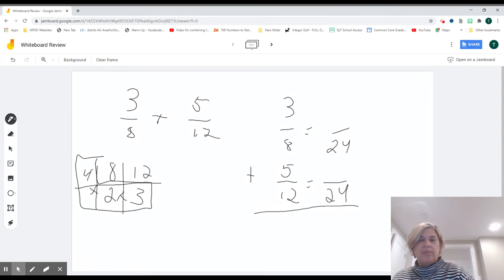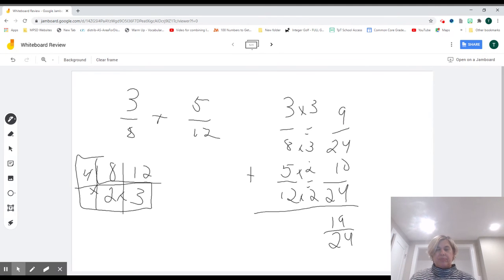I know that to get from 8 to 24, I need to multiply by 3. So I need to multiply 3 times 3, and now I have 9/24. To get from 12 to 24, I need to multiply by 2, and so 5 times 2 is 10. So now that I have common denominators, I can go ahead and add my numerators. 10 plus 9 is 19, so I have 19/24 as my final answer.